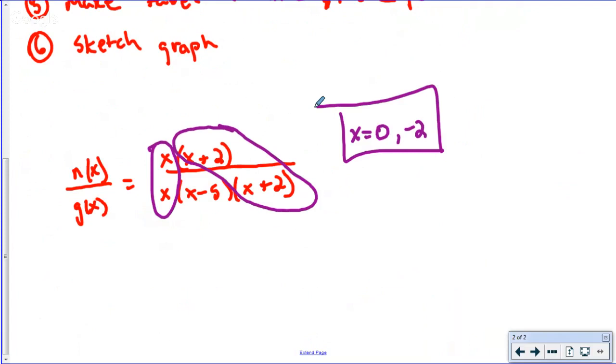So when we're talking about holes, we're talking about what was able to cancel. And that will create just a jumping point. So my graph has to jump over that. So it approaches it and then makes a hole. All right, that's going to be all for 4.6.